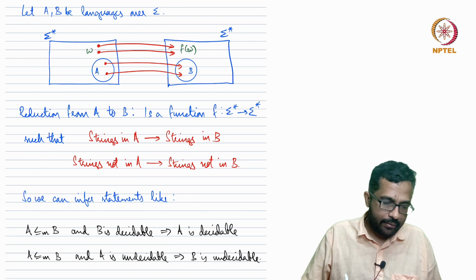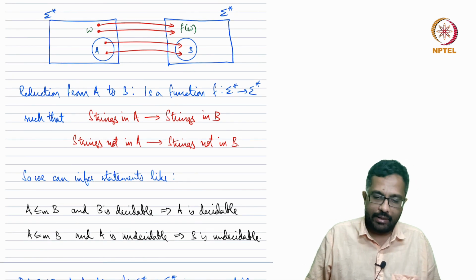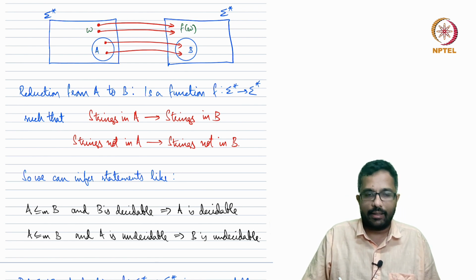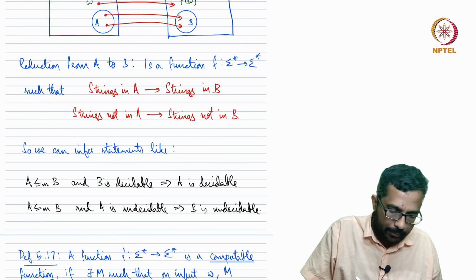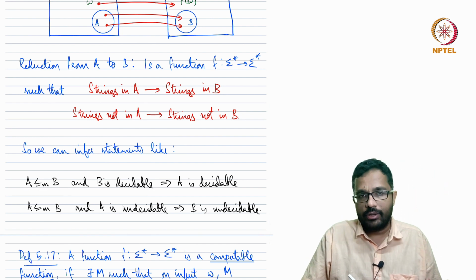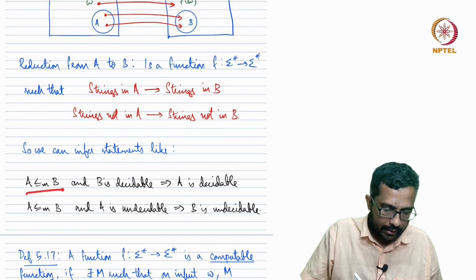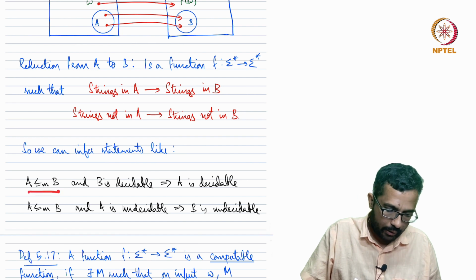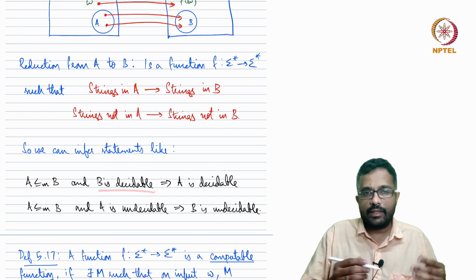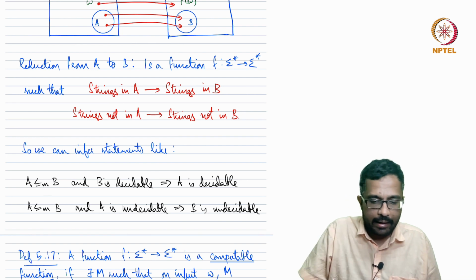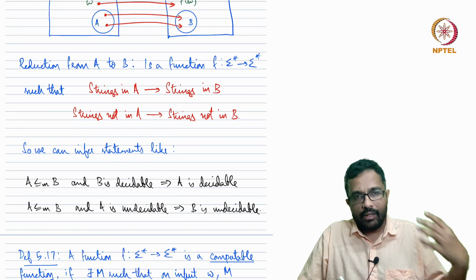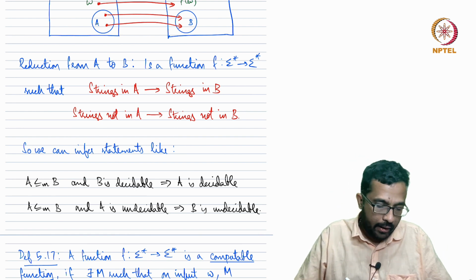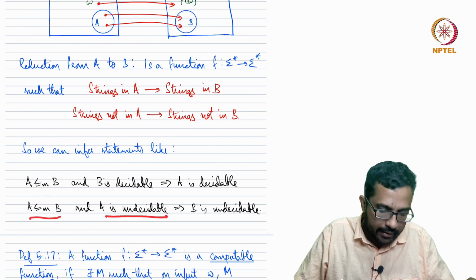So now this leads to some statements. I'll just state it now and we'll see it a bit more formally after formally defining the reduction. Suppose, this notation means that A is reducible to B, and the notation is A less than or equal to with the subscript M. And suppose B is decidable, meaning we can check whether a string is in B or not. Then A is also decidable, because we can convert an A instance to a B instance and then use the decidability of B.